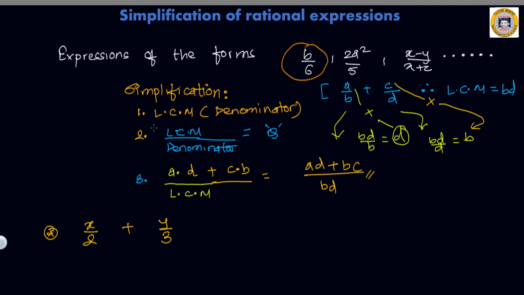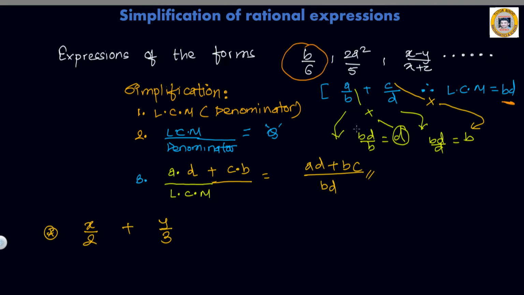So let me introduce you to the steps for doing so. First of all, you should know how to take the LCM of the denominator. Suppose I have a over b plus c over d. First of all, we must be able to find the LCM of the denominator. The LCM of the denominator in this case will be bd.